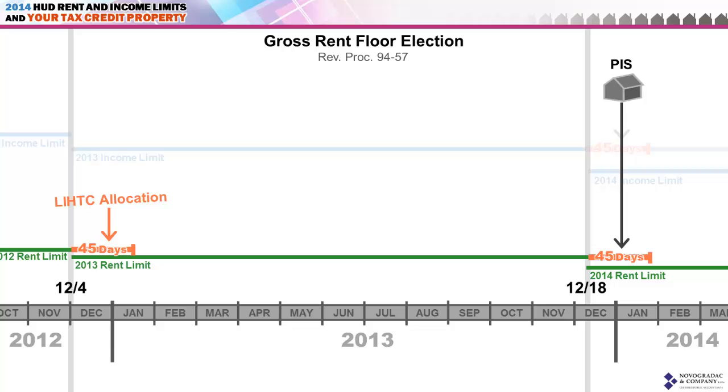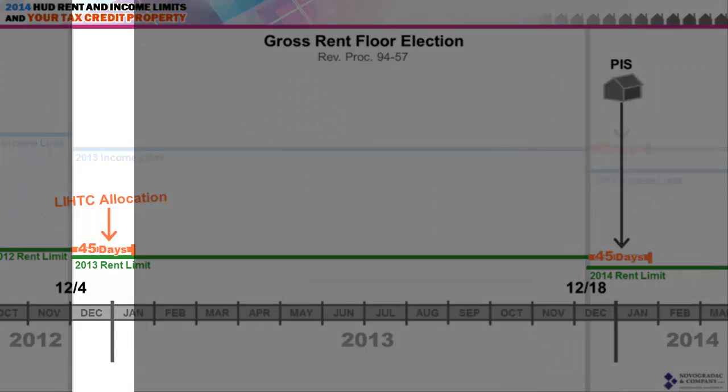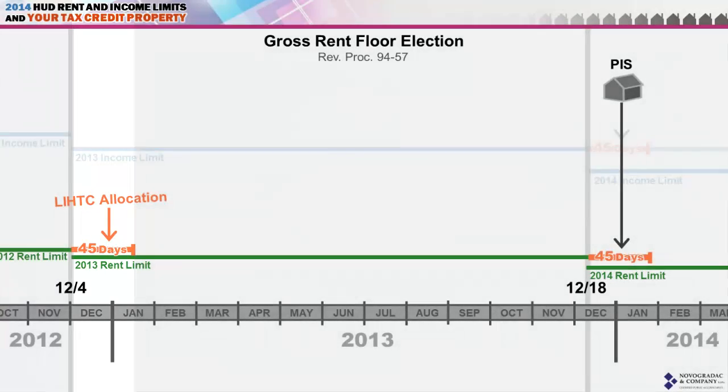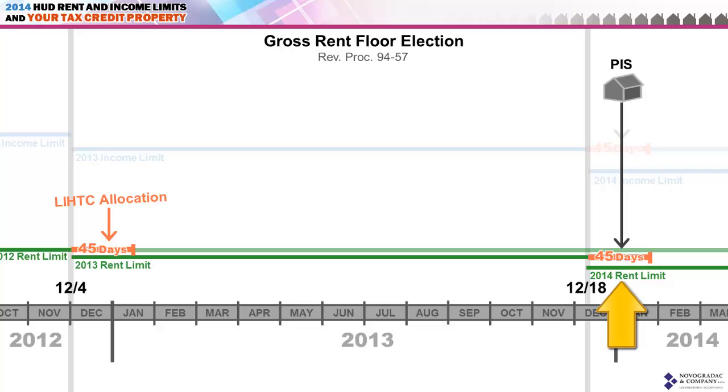So what this means is that if you receive a LIHTC allocation back here within 45 days of the effective date of the 2013 rent limits, you receive that LIHTC allocation and you do not elect to have your rents determined at placed in service, that you can actually use the 2012 rents for a project that was placed in service all the way out here. And it's important to note that you can only use the 2012 rents.